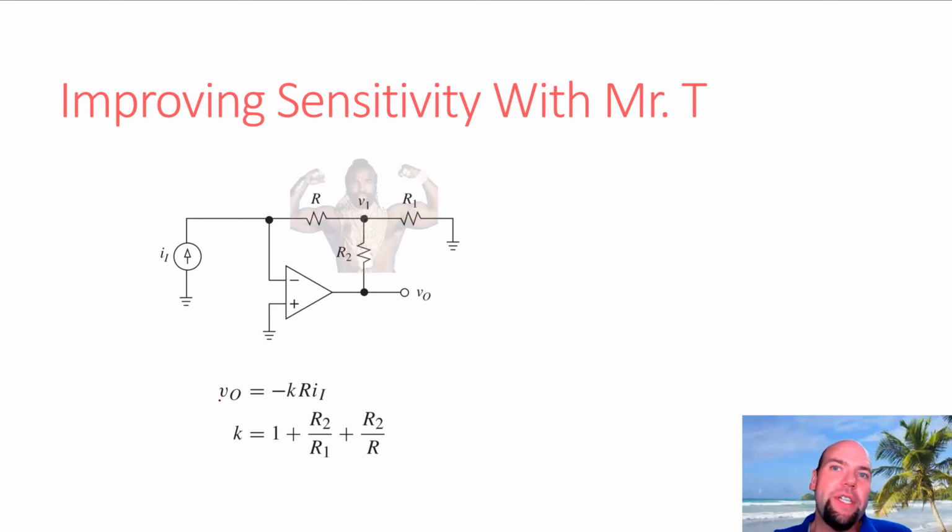So one thing we can do is if we don't want to use a gig ohm resistor, we can improve sensitivity with a T network. So we can improve sensitivity.